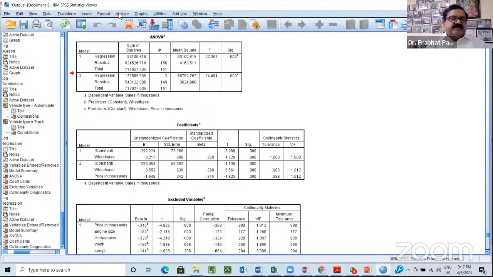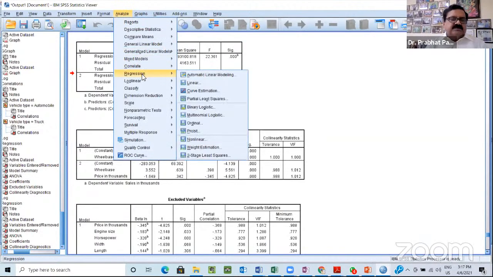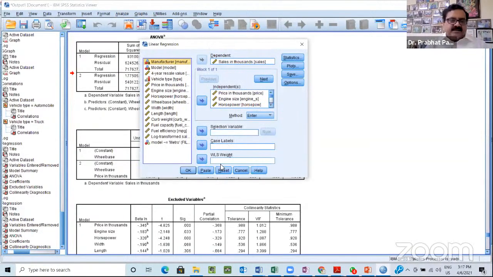Steps. Okay, so you go to analyze, go to regression, go to linear, then insert the variables. Like the dependent variable we have is sale, and we have the independent variables that are price, engine size, horsepower, wheelbase, width, length, curb weight, fuel capacity, fuel efficiency. So these are the independent variables. So this is what we have done.